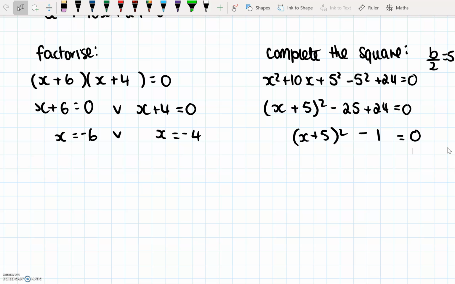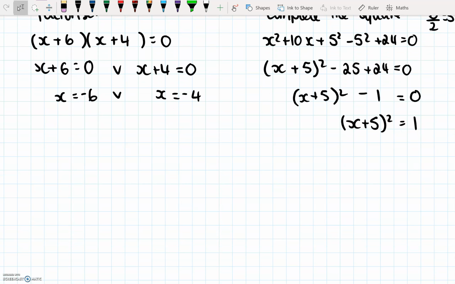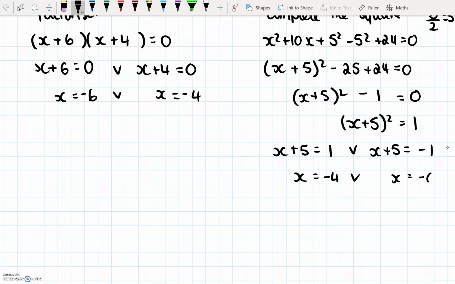Then we move the 1 to the other side. So we have (x + 5) squared equals 1. We take the square root of both sides. So we have x + 5 equals the square root of 1, which is 1, or x + 5 equals the negative square root of 1, so negative 1. I'm taking shortcuts; I should be writing this out fully, but I'm a little bit lazy right now. That gives us x is equal to minus 4, or x is equal to minus 6.